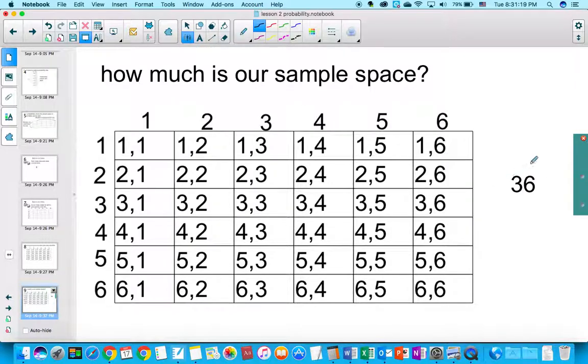So our sample space is 36. We have a total of 36 outcomes for our 2 dice. And that's based on this table because you can see we have 6 on each row and 6 rows of 6. So 6 rows of 6.